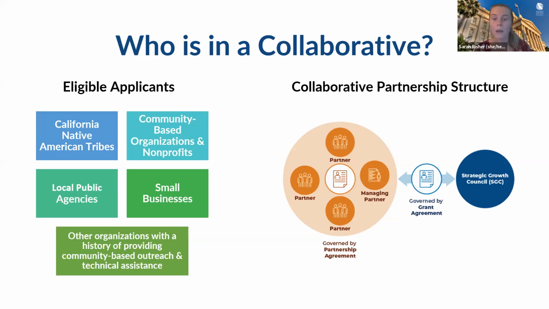This one's really broad, but it allows applicants to determine who maybe isn't represented within these first four applicant types that are playing a really critical TA or outreach role in their communities and would like to be included as a partner.